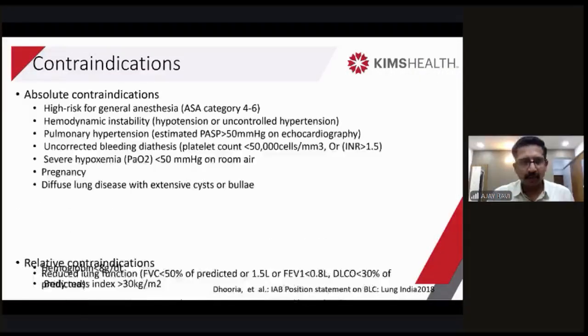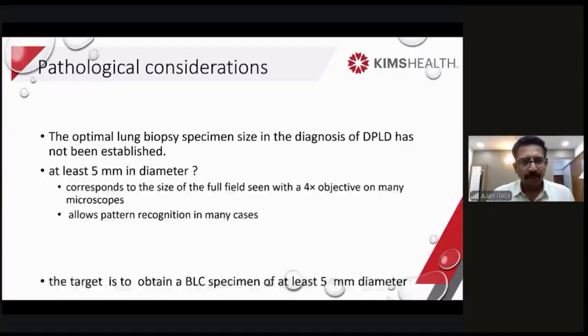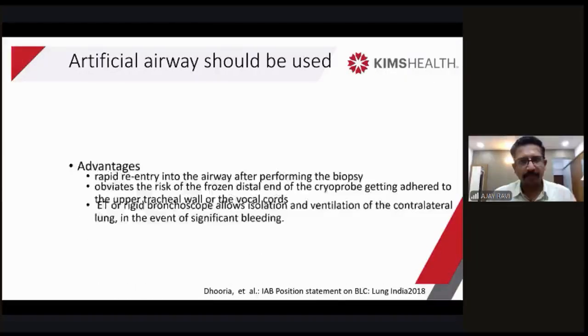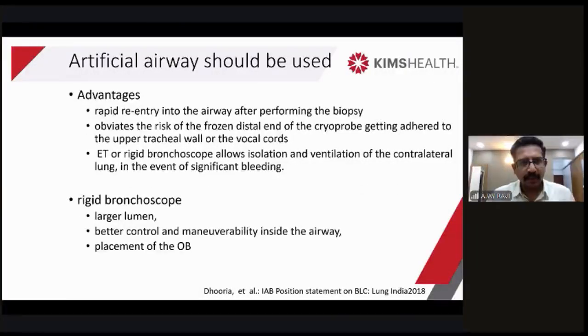Then contraindications, I'm not going into that. Pathology, this is important. What is the optimal size, and what number of biopsies, I think that will come up in the panel discussion. Let's go. So this is important: how to do it, what the conduit is, whether you need to use an artificial airway. It's always recommended that you should have an artificial airway, because in cryobiopsy we are coming out with the scope, because the cryoprobe does not come out through the working channel with the specimen.